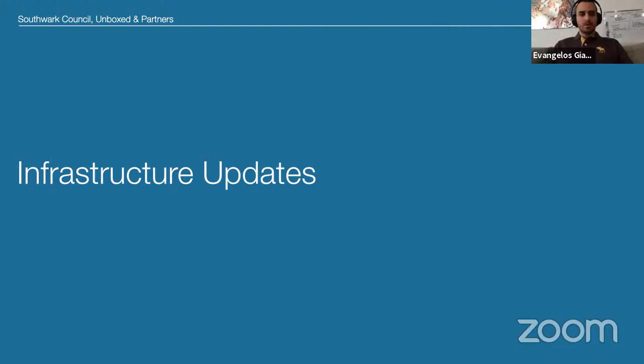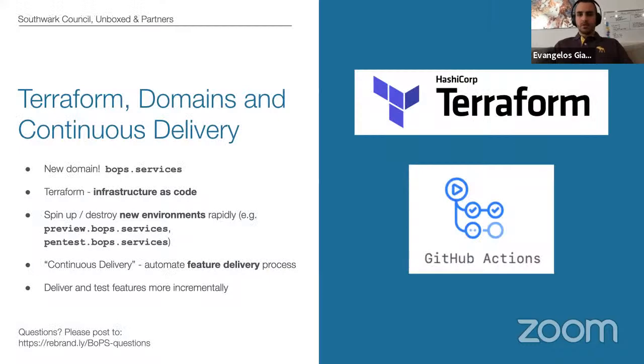Hello, everyone. Right now we're going to talk about the infrastructure update and changes. Next slide, please. So as we had to run a penetration test in our code base, we had to create another environment. And that's why we reiterated over our infrastructure and improved it using Terraform. That means that now we have our infrastructure as code, which enables us to spin up more environments rapidly. We also bought the domain BoPS.services in order to map our services. And right now we have 2 environments under this domain.